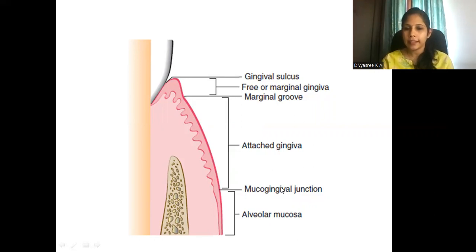Then in this picture, you can see the mucogingival junction. This is the junction between gingiva as well as the mucosa. Then what we have here is the gingival sulcus, otherwise called the gingival crevice. This is a V-shaped sulcus or V-shaped groove surrounding each tooth.